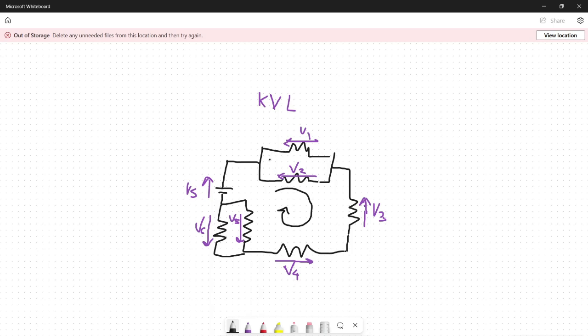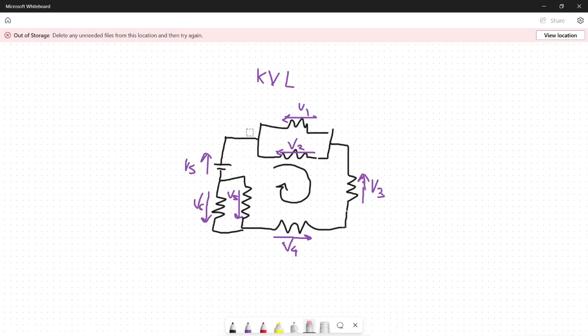These two could be their own loop. I could draw a loop inside here. I could draw a loop that contains both of these. As long as it's basically inside the circuit, it technically can be a loop. So that can be a loop, that can be a loop, and this can be a loop. But for the sake of simplicity, we're just going to use this one for now.